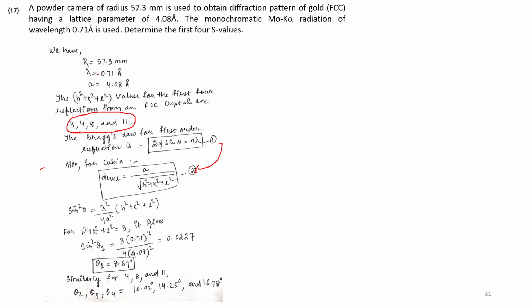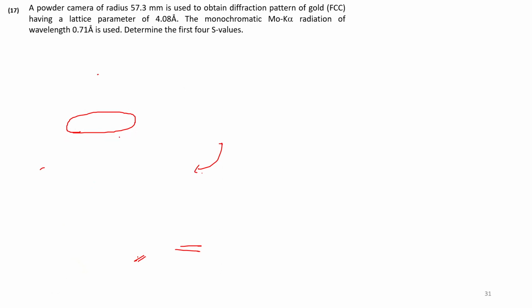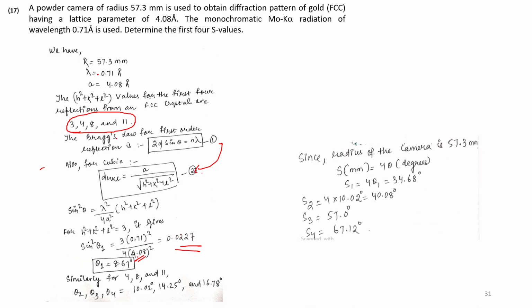For h squared plus k squared plus l squared equal to 3, it gives sin squared theta 1. Substitute all the values here and you will get 0.0227. So theta 1 you got it. Similarly, theta 2, theta 3, theta 4 you have to calculate, according to h squared plus k squared plus l squared being 4, 8 and 11. Substitute that, and then you will get the S values.